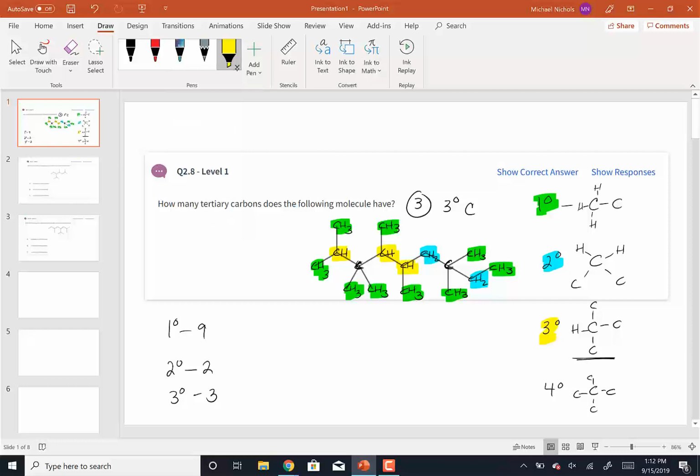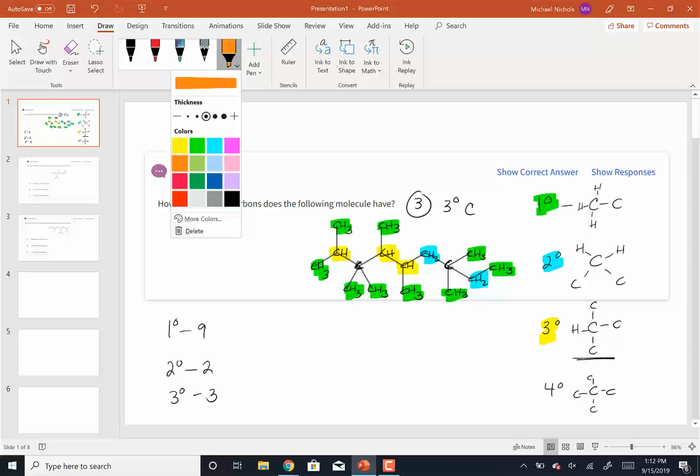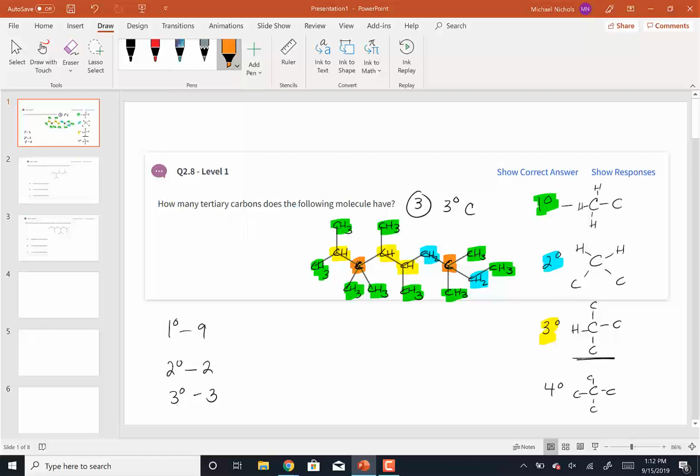And then for a quaternary carbon, that means there's a carbon with 4 carbons attached to it, so that would be 1 and 2. So there are 2 quaternary carbons. Okay, so in this question there are 3 tertiaries and then all of the others.